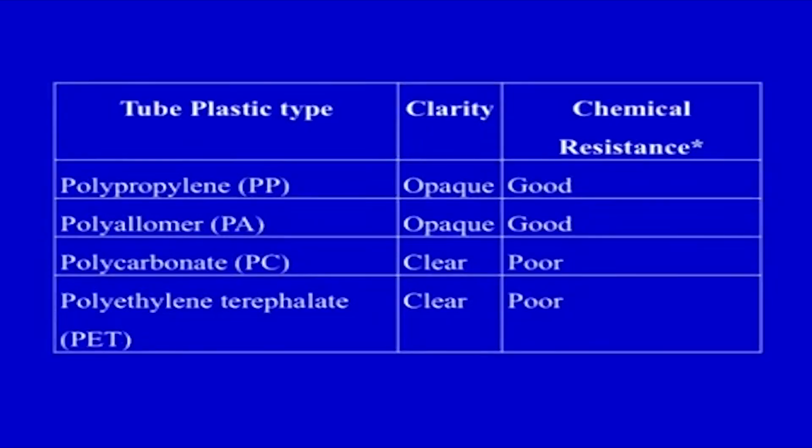So, the chemical compatibility of popular tube materials, if you see: polypropylene, clarity wise they are opaque, but the chemical resistance is good. Then polyallomer, they are opaque, but chemical resistance is good. Polycarbonate, they are clear, but the chemical resistance is poor. Likewise polyethylene, these are clear, but chemical resistance is poor. So, likewise one has to select a particular type of tube material.